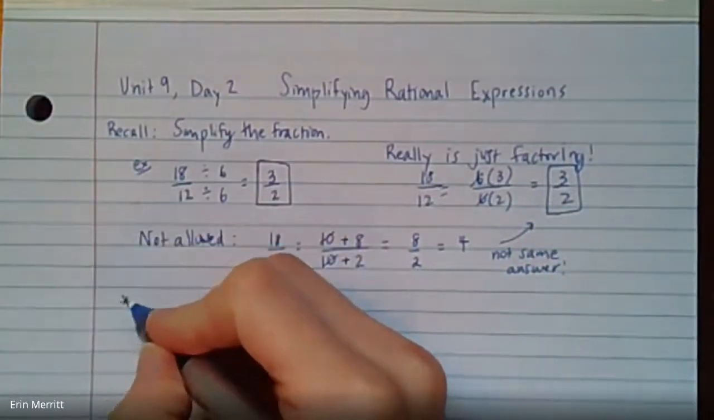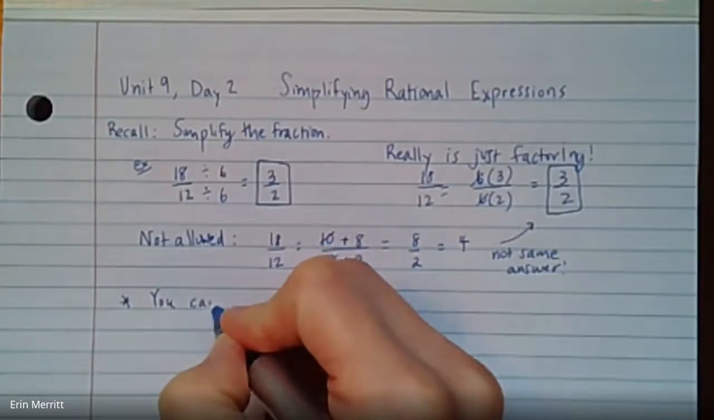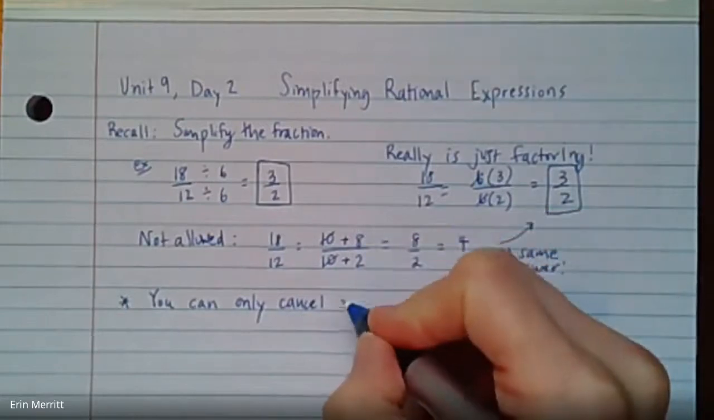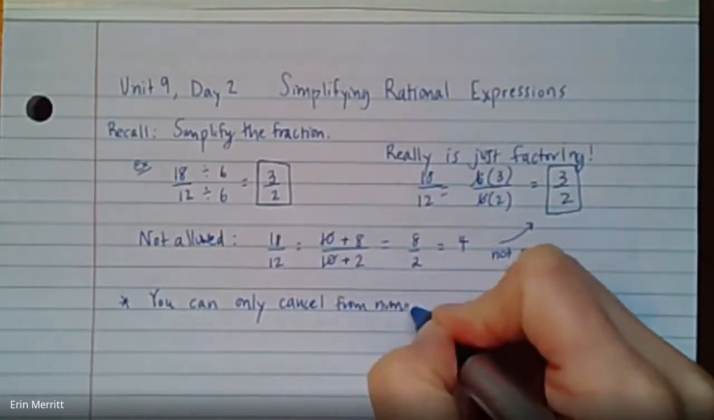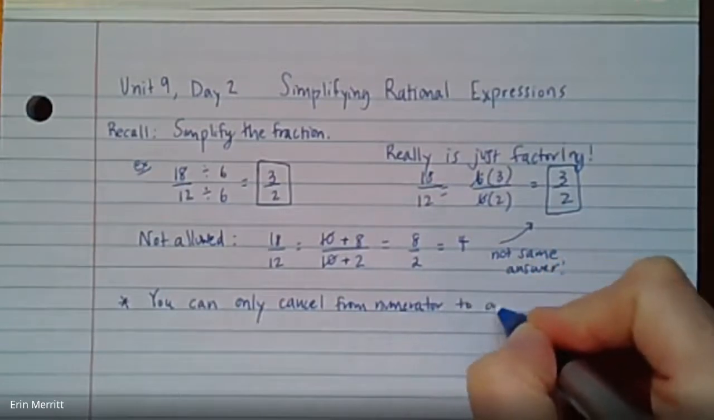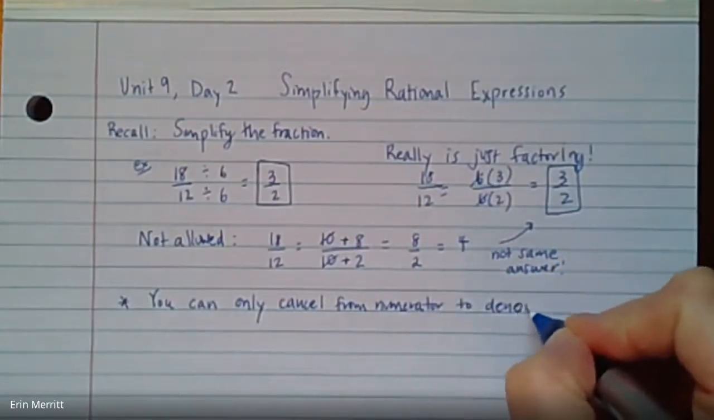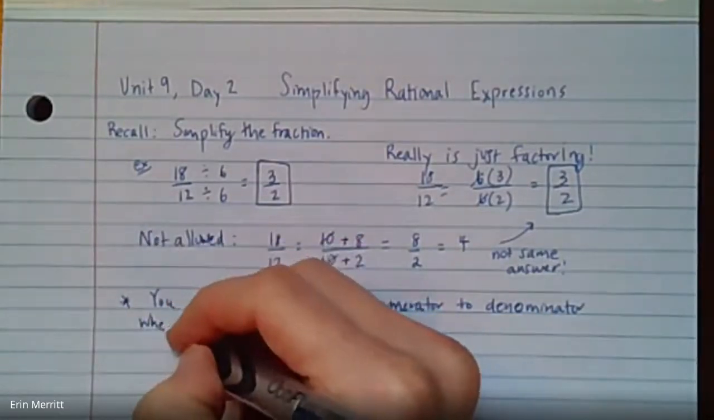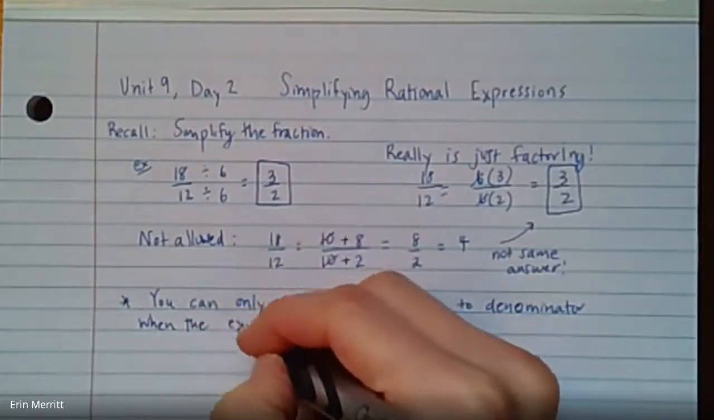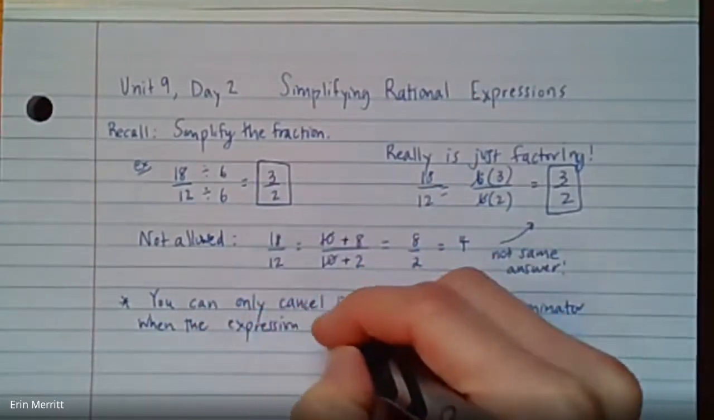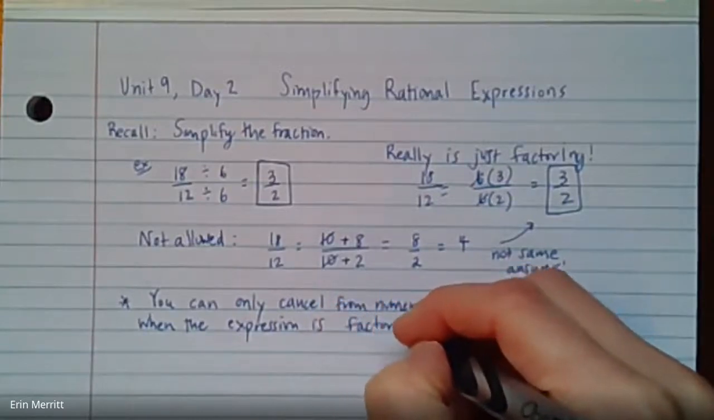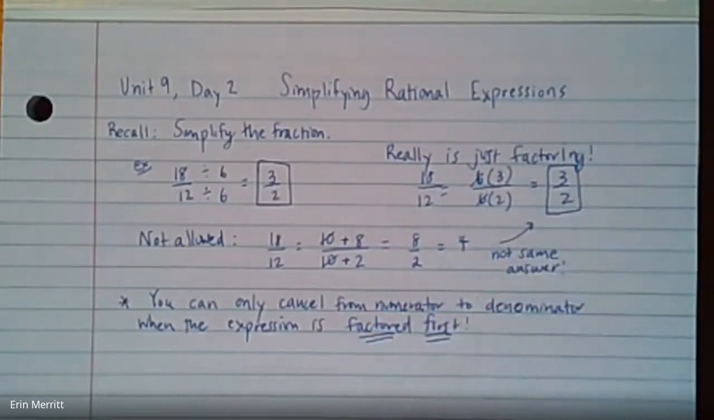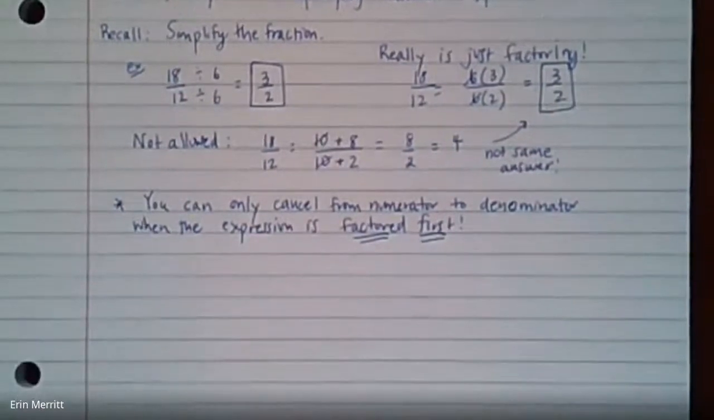So what I want you to recognize from that is you can only cancel from numerator to denominator when the expression is factored first. So you've got to factor this guy first, then we can cancel or simplify out any common factors.